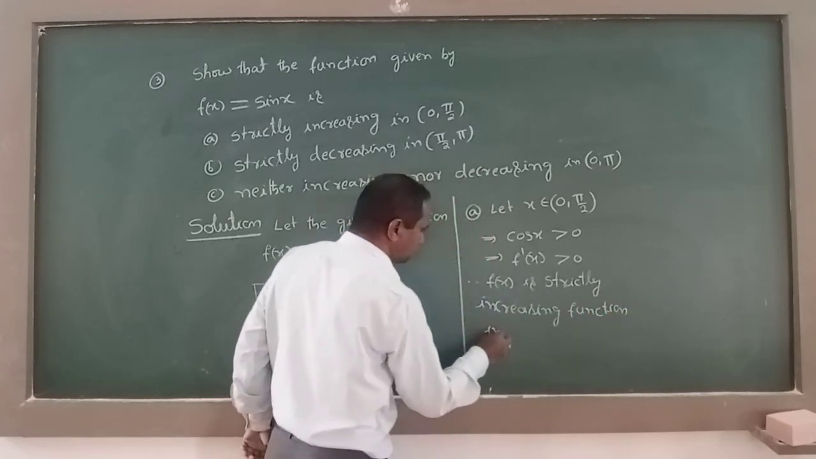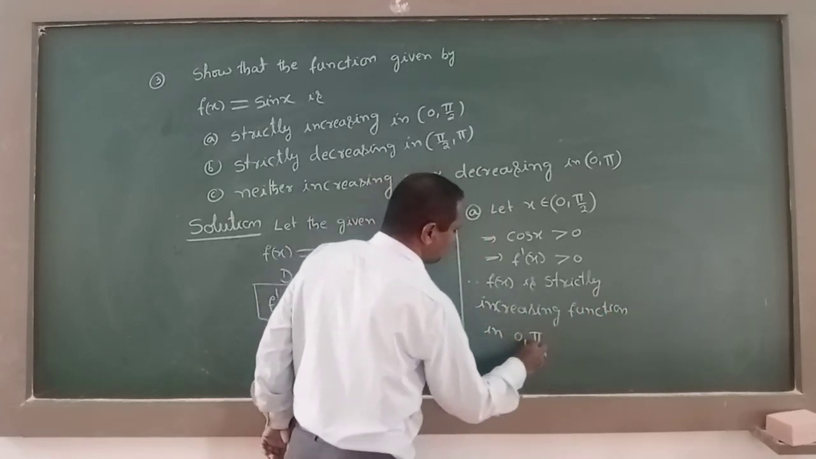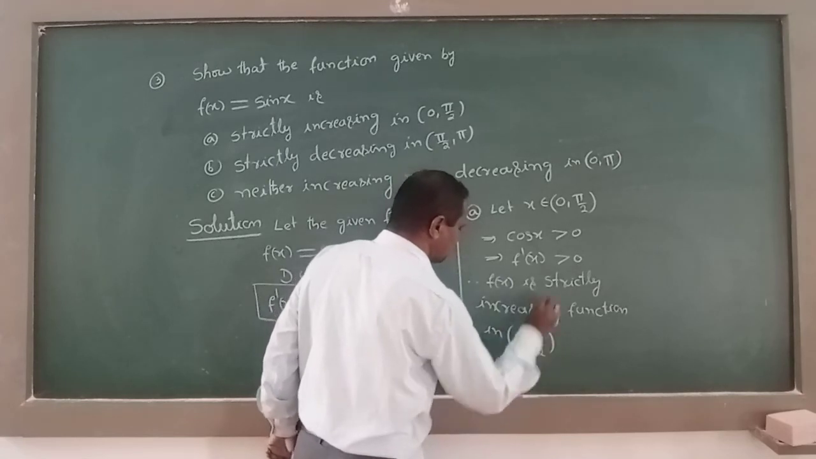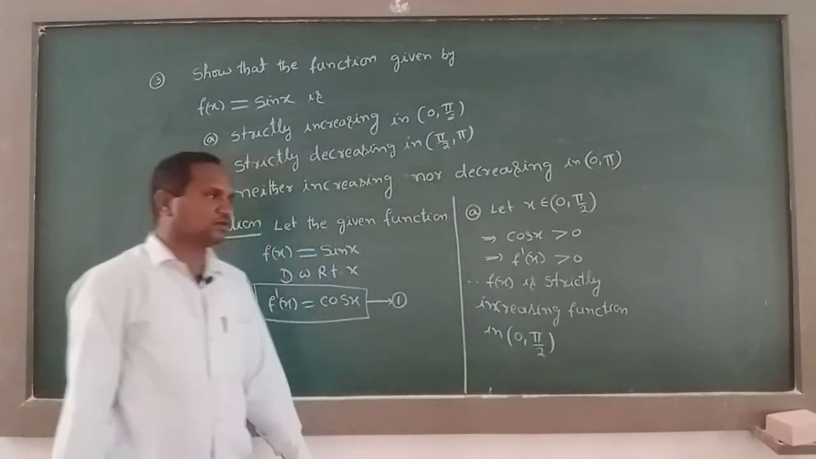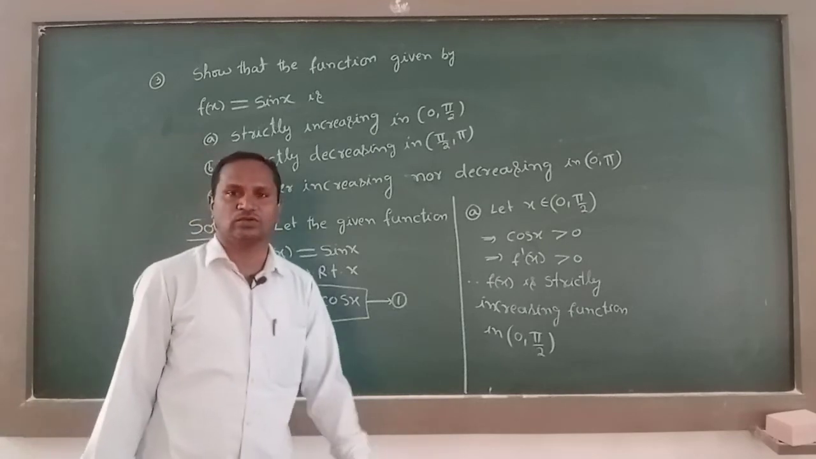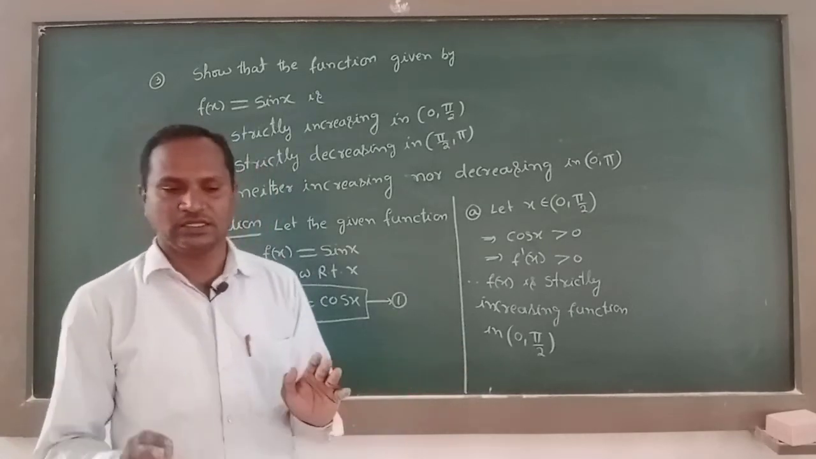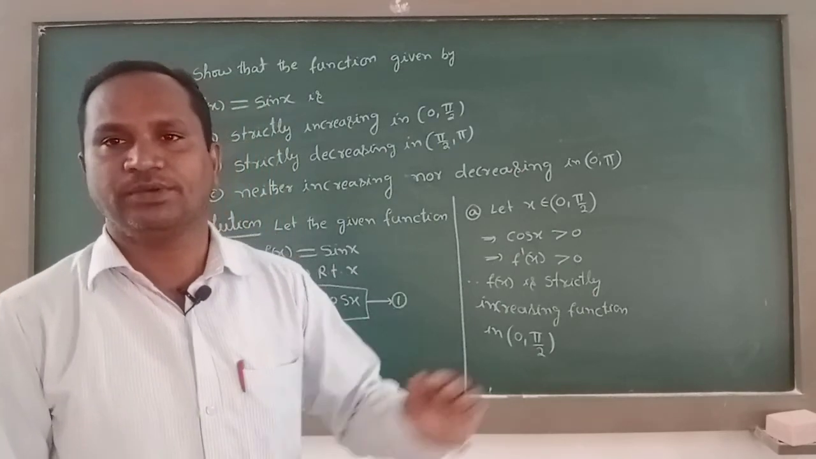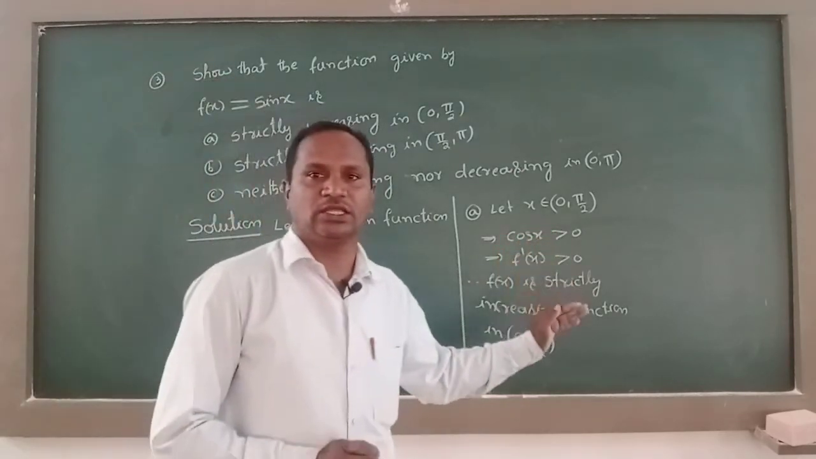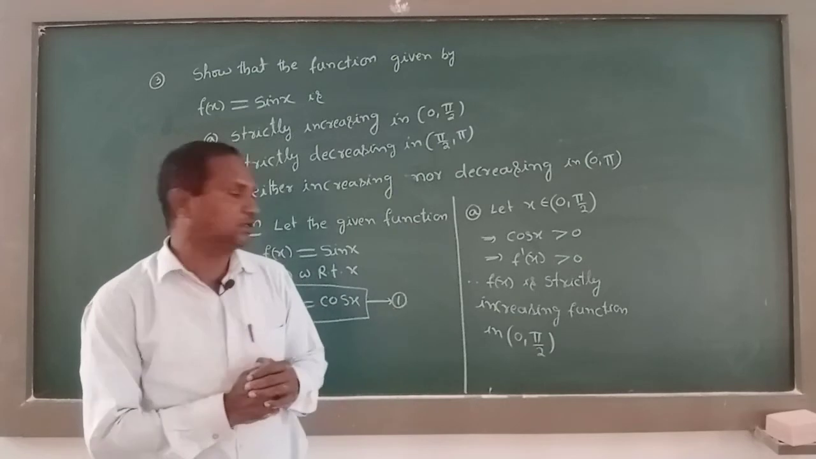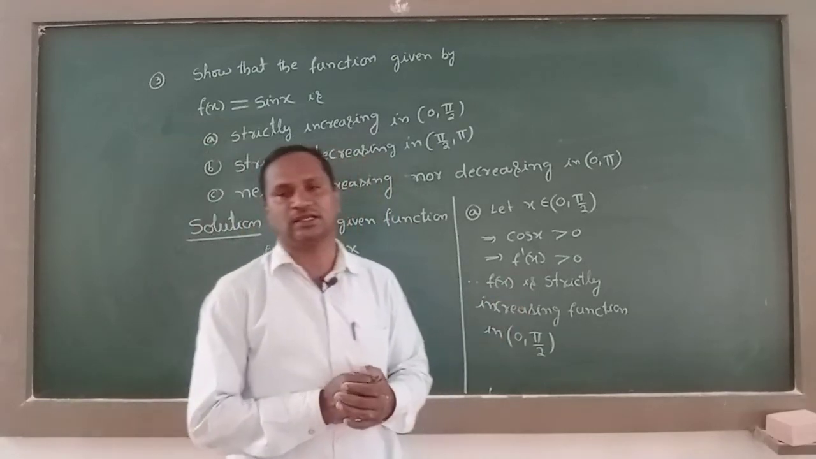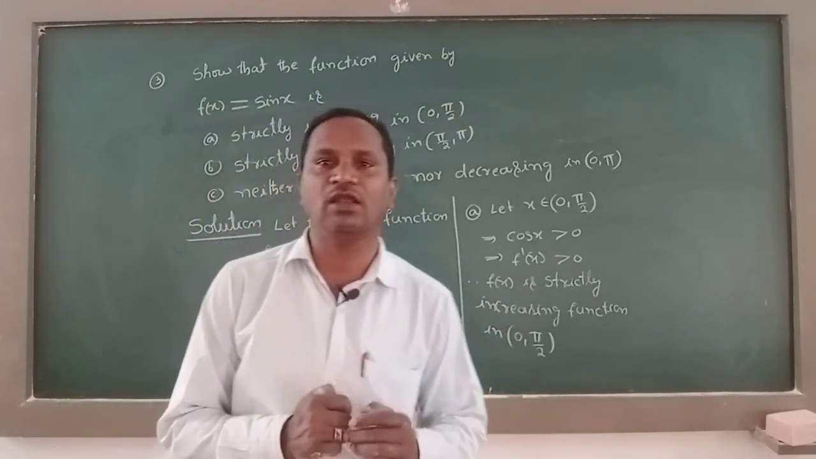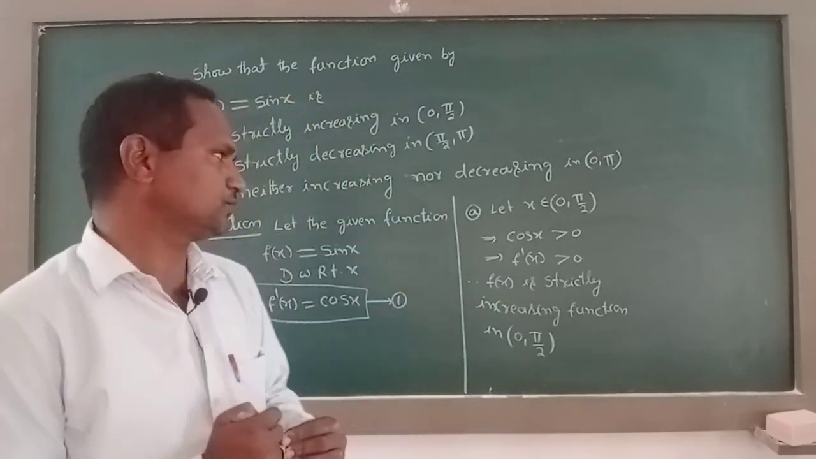f is an increasing function in the interval 0 comma pi by 2, because cos x is greater than 0 in the first quadrant. In case of the first quadrant, the cosine function is always greater than 0. Based on that, we can easily answer the first question: f of x is a strictly increasing function in the interval 0 comma pi by 2.